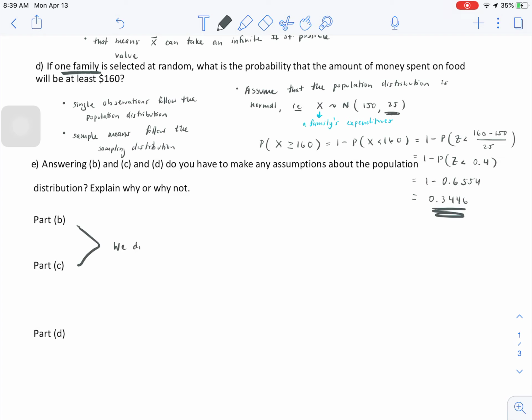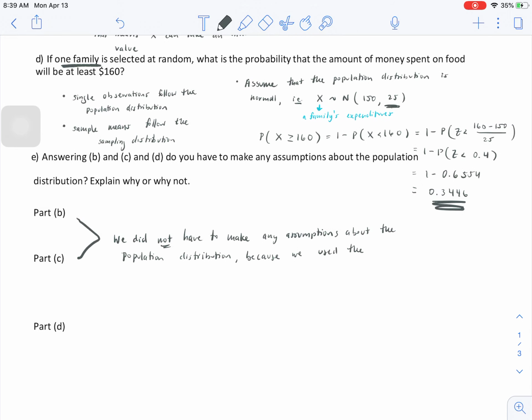So we did not have to make any assumptions about the population distribution. We didn't need to know anything about the population distribution, whether it was normal or not, because we used the central limit theorem, which I'm going to abbreviate with CLT, to derive the sampling distribution.